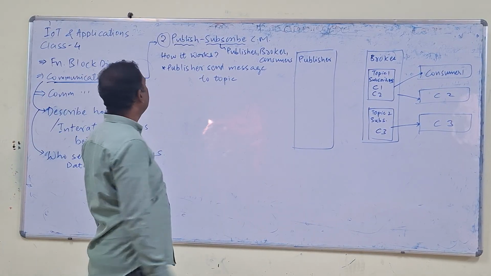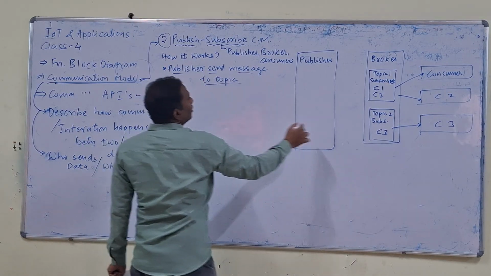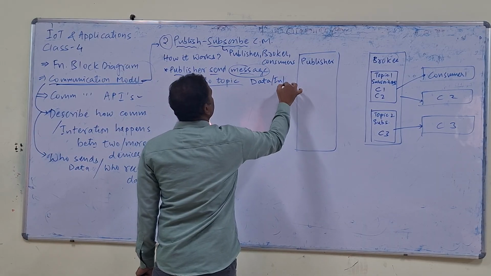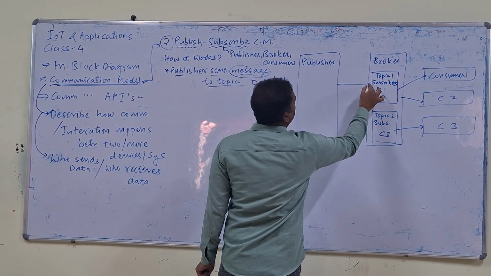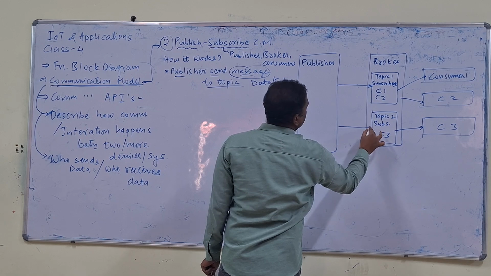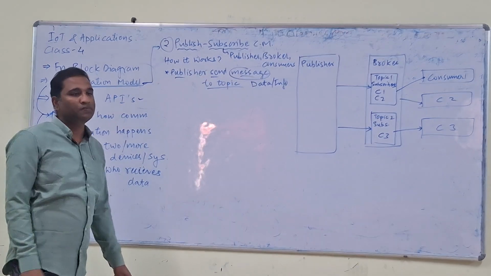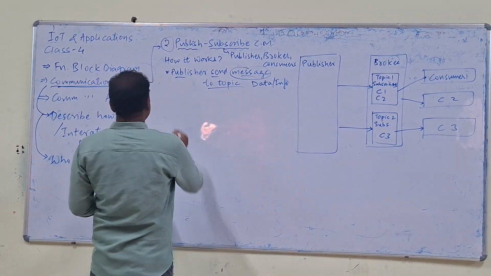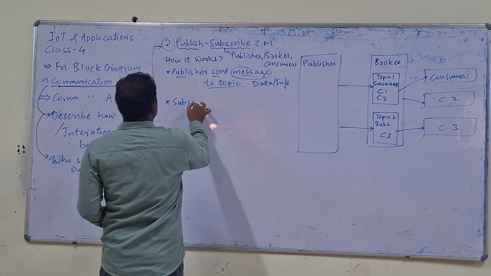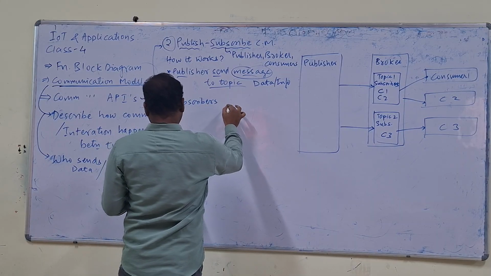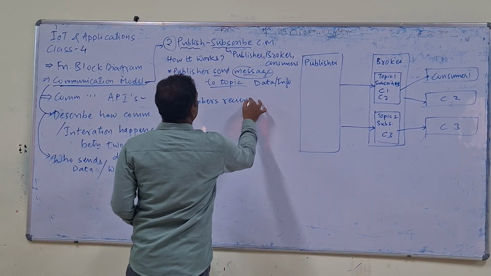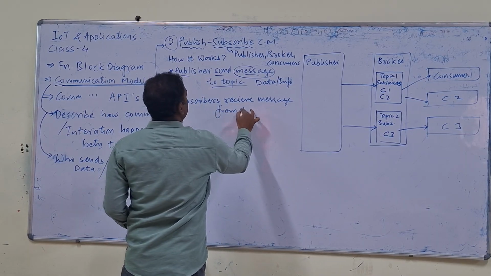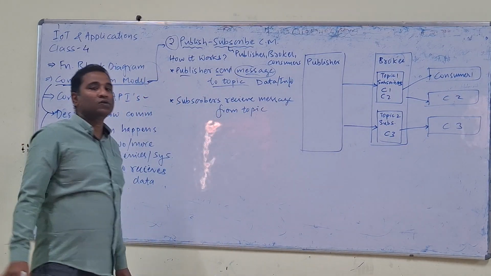Right. Now what? Publisher sends messages to the topic. Message, or what I can present, data or information. The publisher sends message to the topics. Right. So the subscribers receive the message from the topic, not publishers. Remember.